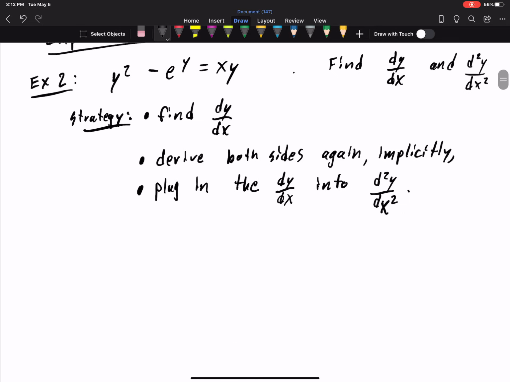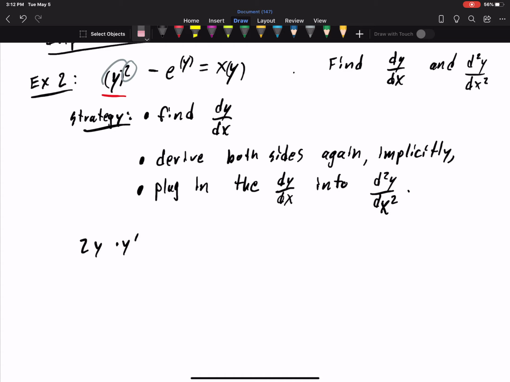Okay, so let's use this strategy to handle this example. First, put some parentheses around all of our y's, and let's go to town. Derive the first thing. Power rule: bring the 2 down, subtract 1 from the exponent, multiply by the derivative of the inside. So we have 2y to the first times the derivative of the inside, which is y prime. Then you remove all the extraneous stuff. We don't need the parentheses or the power of 1 anymore.